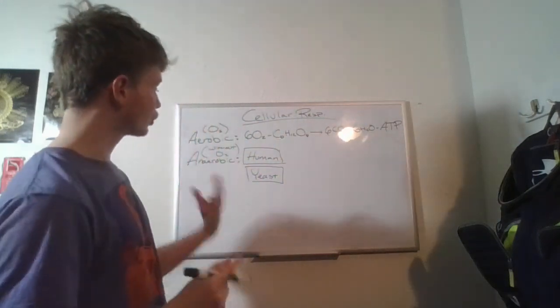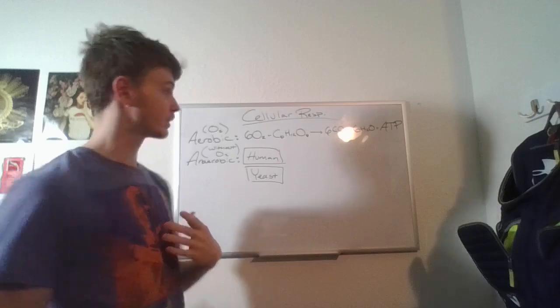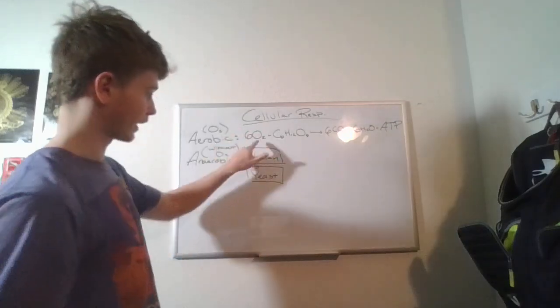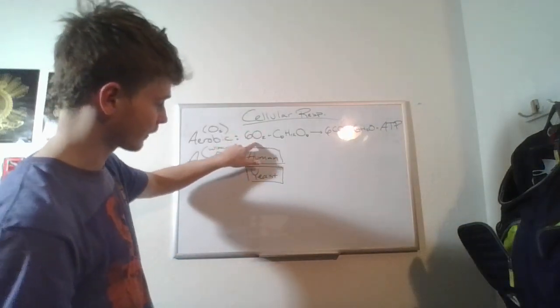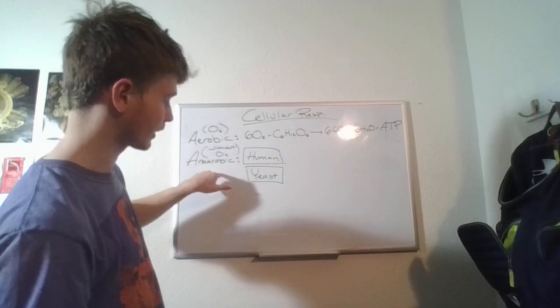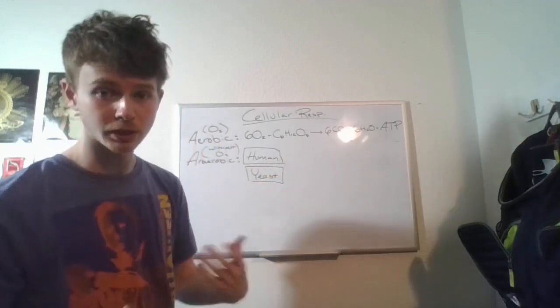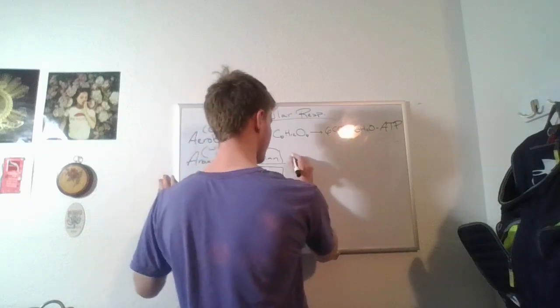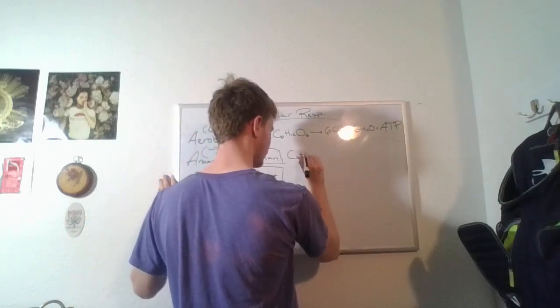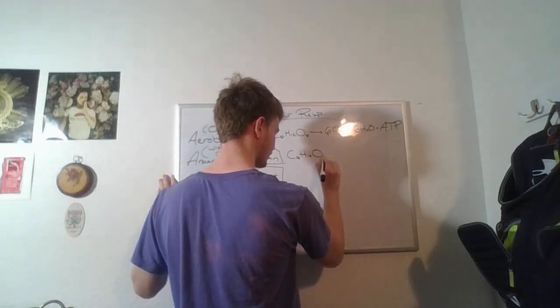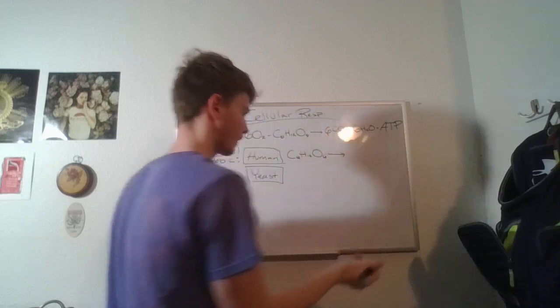So when we were studying human anaerobic respiration, what we were trying to do is eliminate oxygen. If you're not getting enough oxygen, then you're going to do anaerobic respiration. And as always, with any type of respiration, you're going to need glucose. So this equation is going to have C6H12O6. And the question is, what does it make?